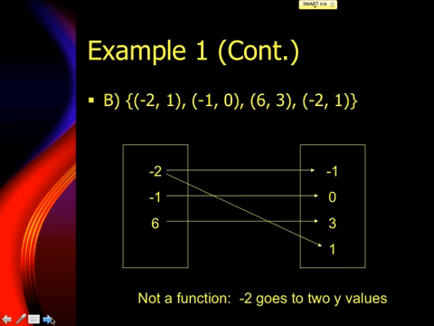Okay, -2 goes to two y values. You can't have one x going to two y's. You can have, I'm sorry, I said that wrong. Okay, you can't have one x go to two different y's, but you can have two different x's go to the same y.